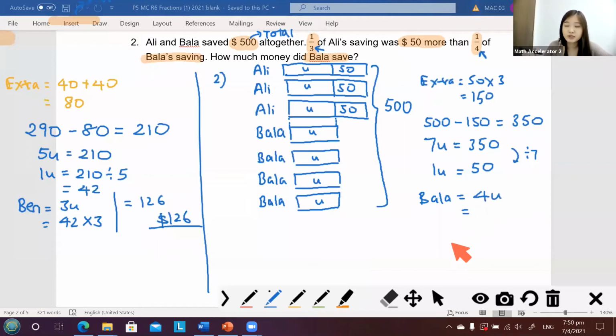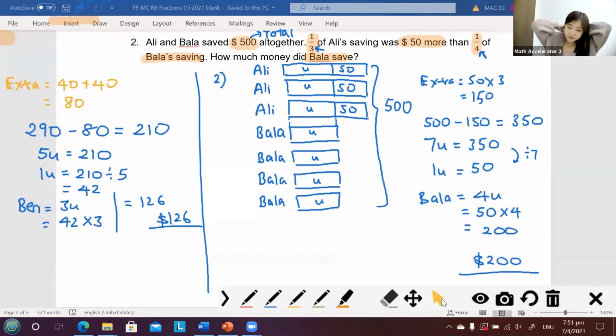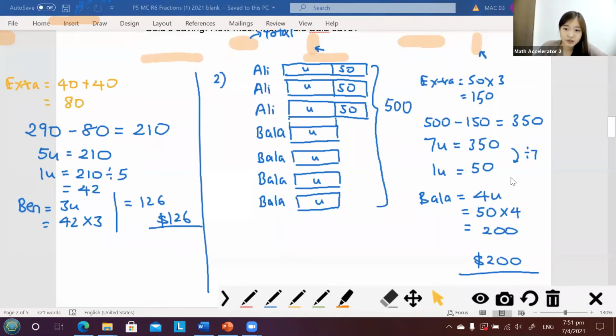Okay, since you found 1 unit, things get easy already. You just need to multiply. So 50, you need 4 of it. So multiply by 4. So your final answer will be 200. Okay, so well done, those of you who already got $200. Okay, that is your answer. Any questions? Okay, you can manage, all right. Let's go to the next page.